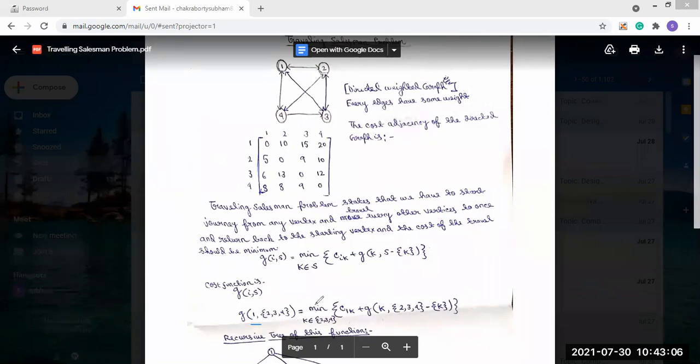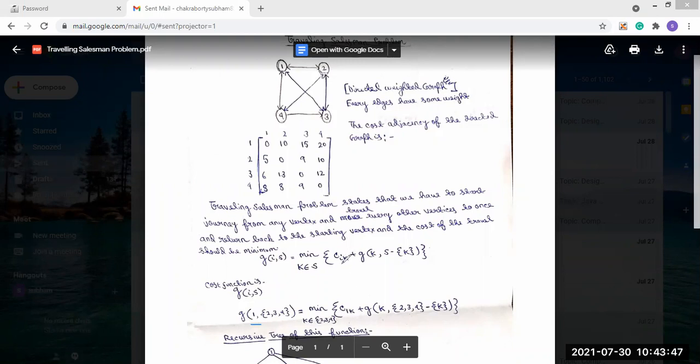Then it is equal to the minimum over K belongs to S. Now, K will be any of the vertices that belong to this remaining vertex set. K belongs to 2, 3, 4. Our remaining vertices are 2, 3, 4, so K will be anything between 2, 3, 4.